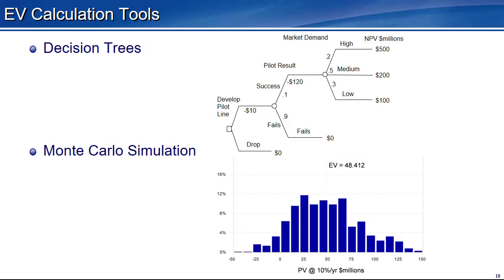The prominent EV calculation tools are decision trees and Monte Carlo simulation. Each tool calculates expected values, though in very different ways. Trees and simulation both have advantages. Often, both methods are used for different parts of the same analysis.